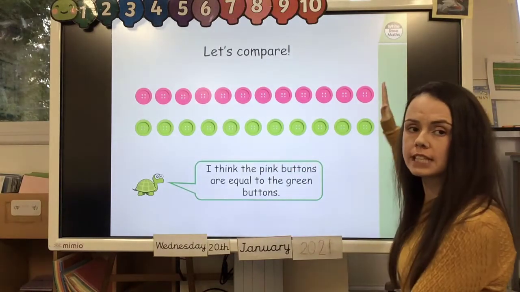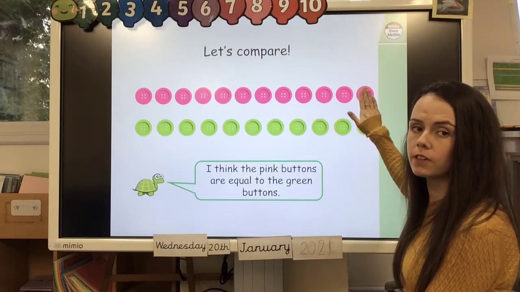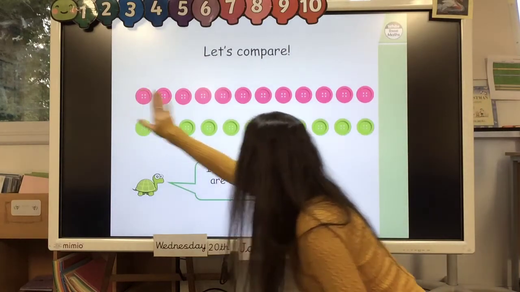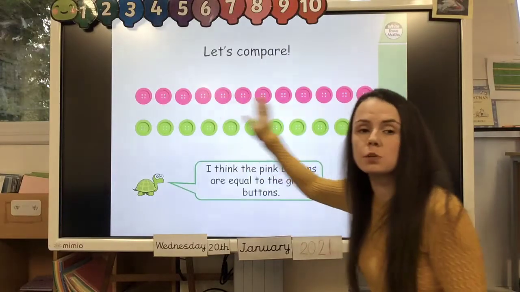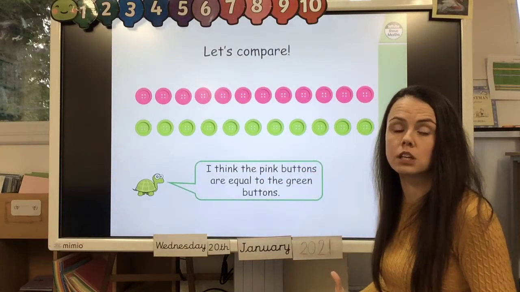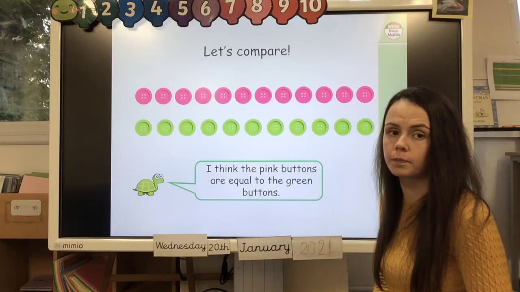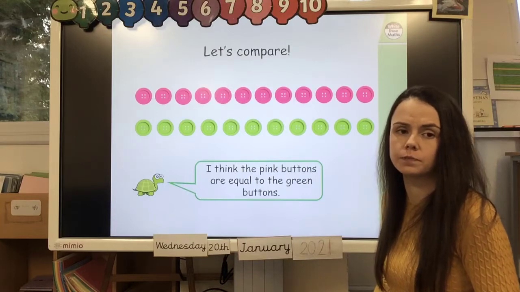Oh, I know, it's because they're the same length. So they both finish here and they both start over here. So start and finish at the same place. So Tiny thinks that they're the same amount. Are they? How can we find out?